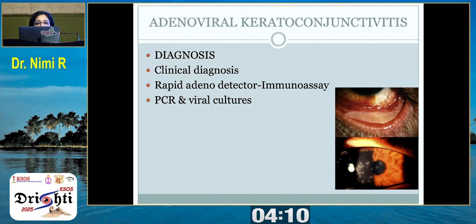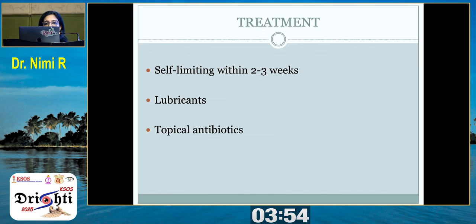Coming to the more common adenoviral keratoconjunctivitis, again the diagnosis is clinical. Certain tests like rapid adeno detector, PCR, and viral cultures are available but not routinely used. Treatment: it is self-limiting. Within 2 to 3 weeks, it may resolve without any complication. You can start lubricants and topical antibiotics to prevent secondary bacterial infection.